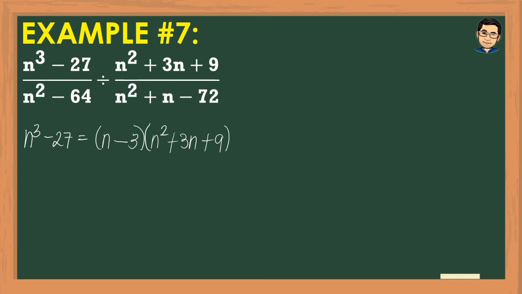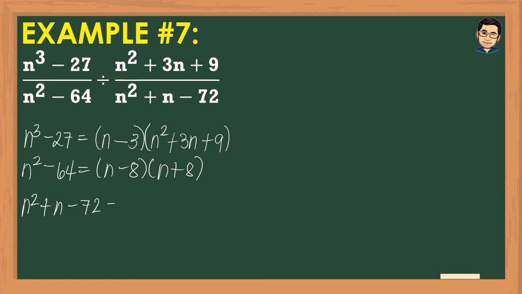Next, n squared minus 64 using difference of 2 squares. That is n minus 8 times n plus 8. Next, n squared plus 3n plus 9. So, hindi na po pwedeng i-factor yan kasi wala pong factors ng 9 na kapag pinag-add, lilitaw ang 3. So, retain lang po siya. And then, n squared plus n minus 72. So, kapag n lang po ang nakalagay or variable lang po, understood ang numerical coefficient po is 1. Now, what are the factors of negative 72 that when added will give a sum of 1? The numerical coefficient of n, the middle term. So, factors po niya are 9 and negative 8. So, rewrite lang natin.